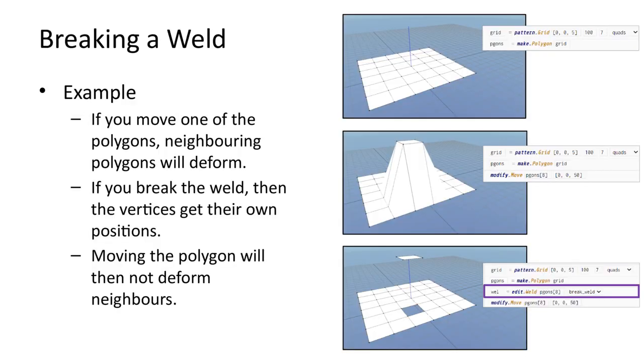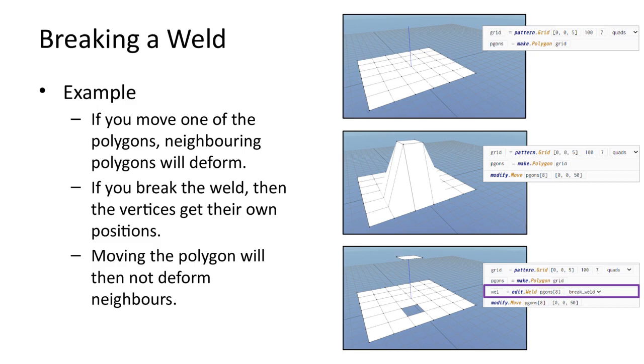In the first example, we want to break a weld. You can see in the top image that a polygon grid has been generated from a grid of positions. In the second image, you can see what happens when one of the polygons in the grid is moved up. The polygon vertices are welded to the neighboring polygons. This means that when the polygon is moved up, neighboring polygons get deformed.